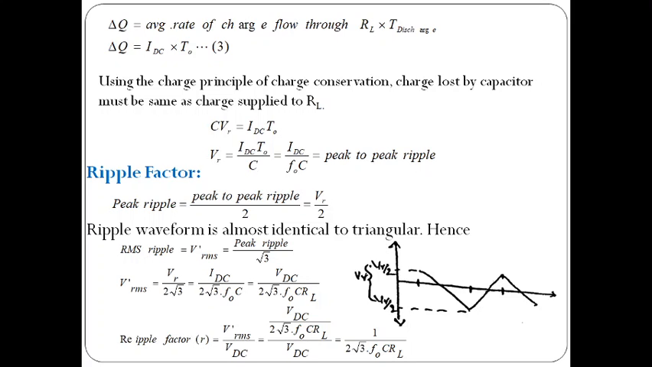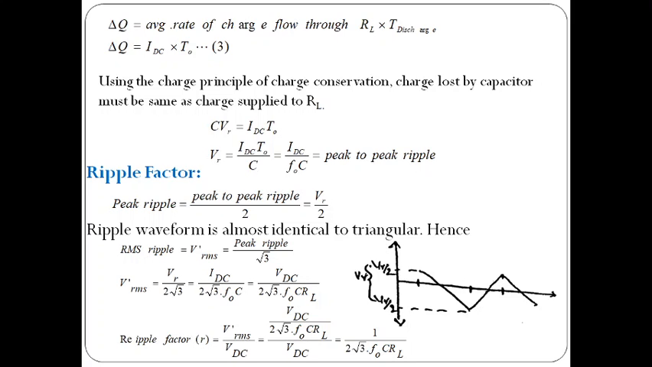The ripple factor is nothing but the RMS value of the ripple over VDC. We are getting the ripple factor of the output of the filter, a triangular waveform, for which we calculated the RMS value V dash RMS. So V dash RMS by VDC equals VDC by 2 root 3 F naught CRL, divided by VDC. From that, it equals 1 by 2 root 3 F naught CRL. So the ripple factor after the capacitor equals 1 by 2 root 3 F naught into CRL.